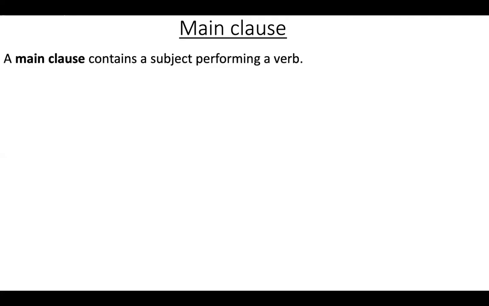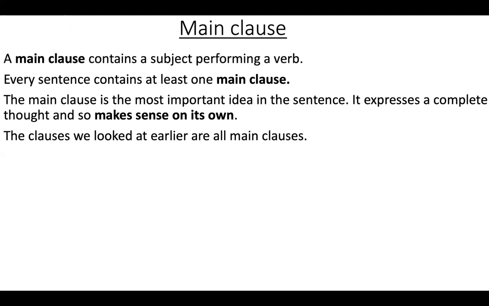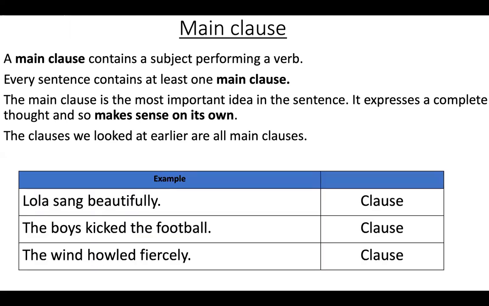Now, there are two types of clauses which you need to be aware of. So the first one we have is a main clause. A main clause contains a subject performing a verb. Every sentence contains at least one main clause. The main clause is the most important idea in the sentence. It expresses a complete thought and so makes sense on its own. The clauses we looked at earlier are all examples of main clauses.